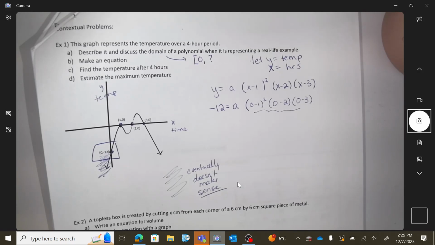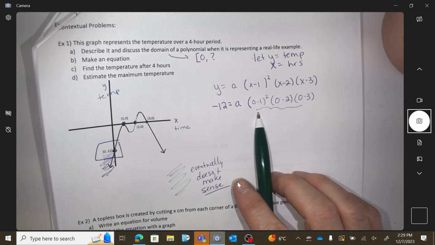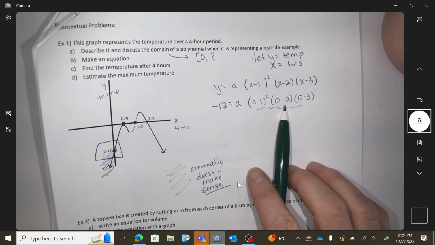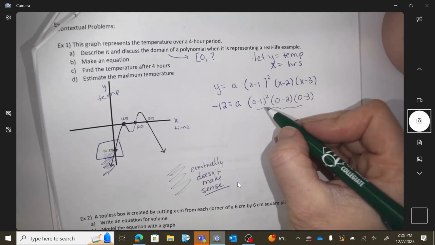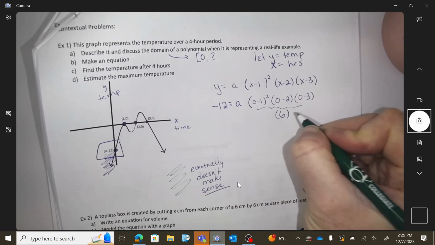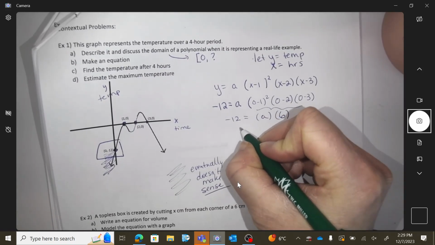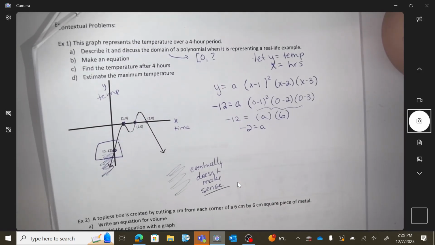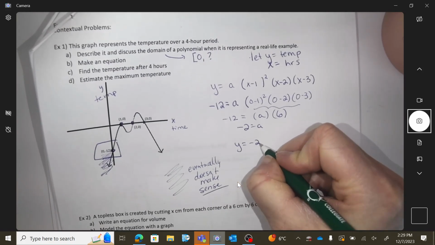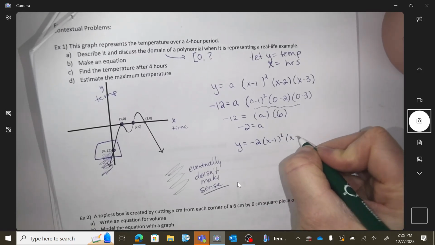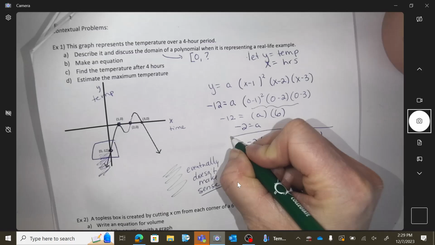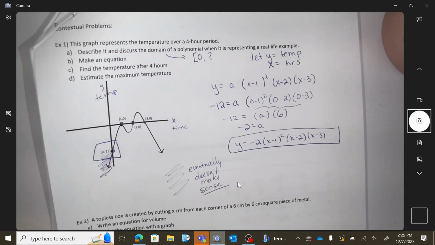What does this all multiply to right in that section? Negative 1 squared. Negative 2 times negative 3. All of that multiplies to 6. So a is negative 2. Good, because we said to ourselves it's probably a negative value, right? So y equals negative 2 times, there's my equation. Okay, so you haven't really done anything new. We know how to do that.